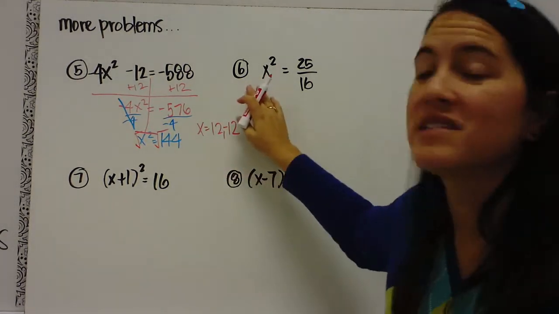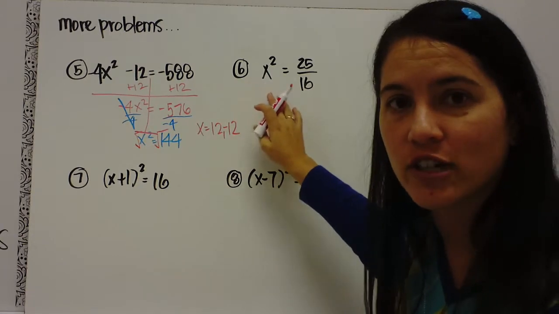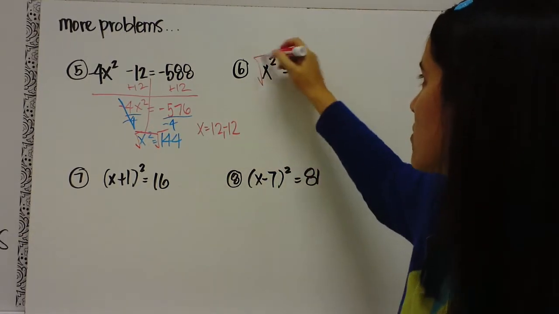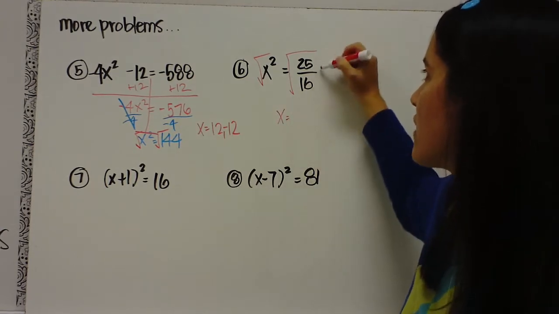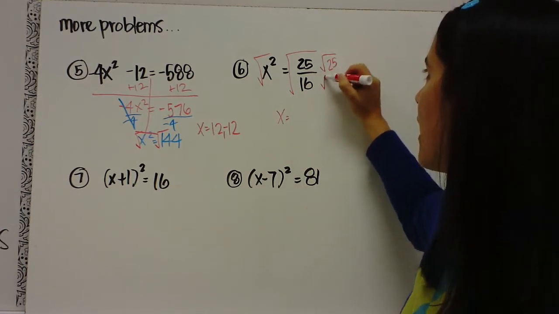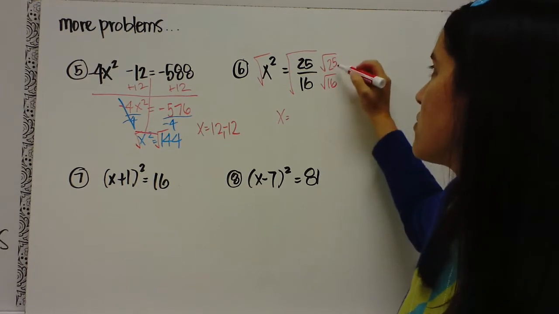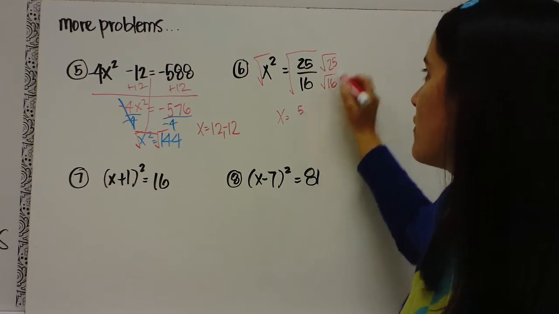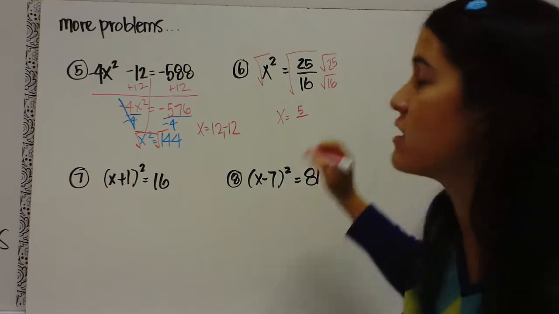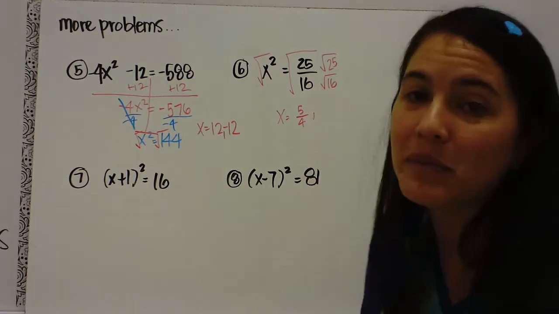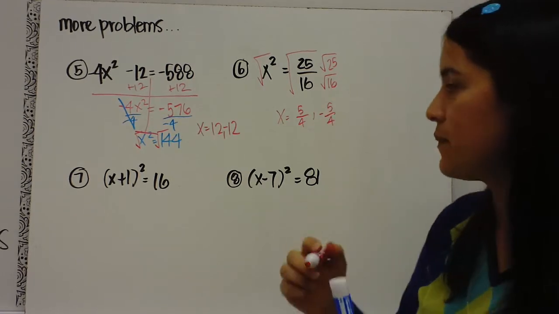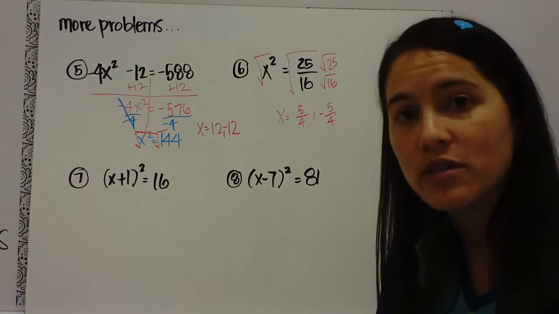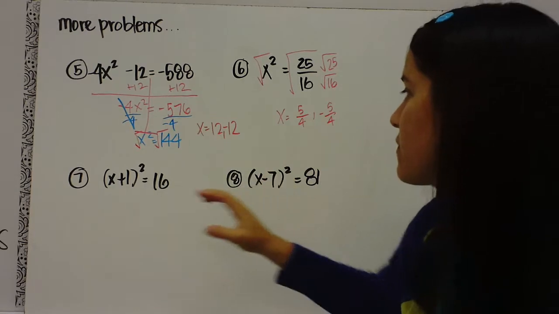All right. Number 6 looks a little different because of this fraction here, but we do the same thing. We're going to take the square root, and we've practiced, when you have a fraction, you take the square root of the top and the square root of the bottom. So the square root of 25 is 5. Square root of 16 is 4. But remember, it could also be a negative 5 over 4. Anytime you take the square root, you're going to come out with two answers.